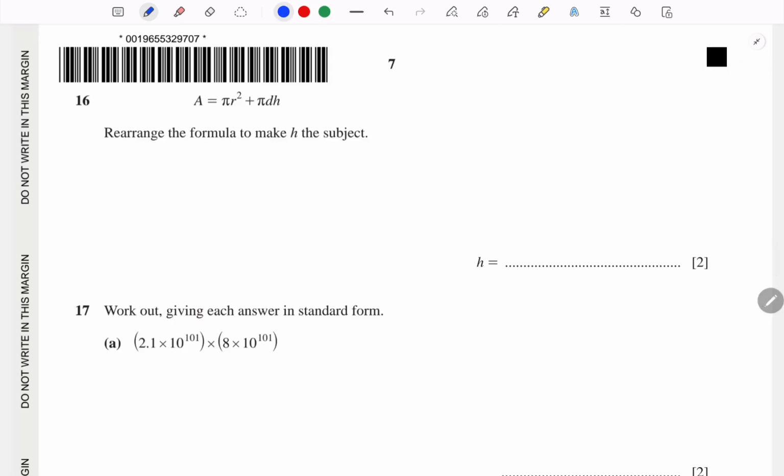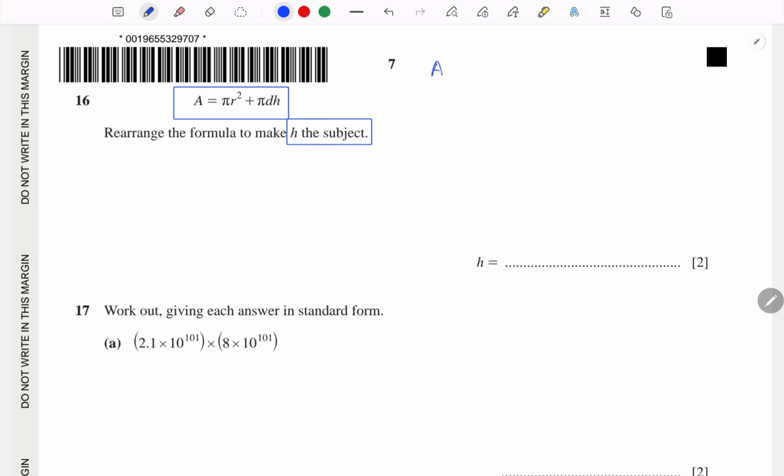Now let's solve the next question. A is equal to pi r squared plus pi dh. Rearrange the formula to make h the subject. Okay. So we have to understand one simple thing. If h is our subject, h must lie on the left side of the equation. See how we can do this.